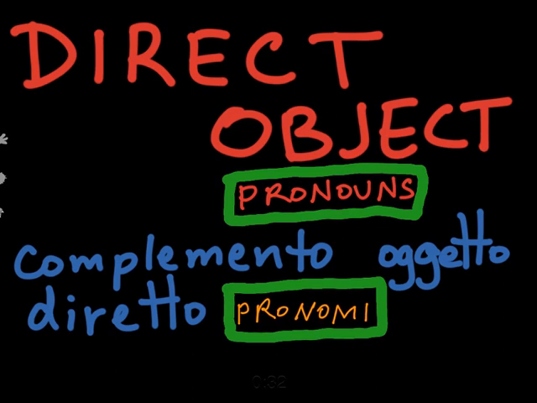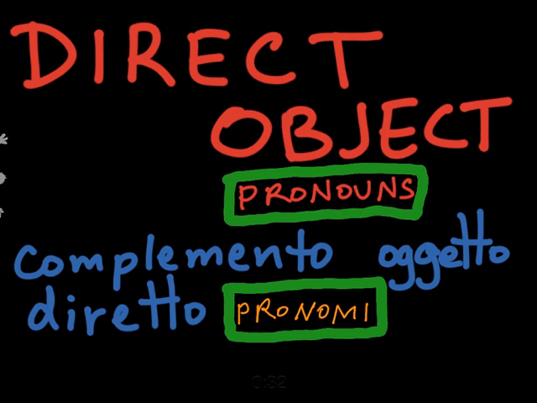Today we're going to discuss the direct object, and the direct object is crucially important for communication. What is the direct object? The direct object are words such as me, him, them that are used instead of a noun to show who is affected by the action of the verb. For example, I see him. Him will be the direct object.